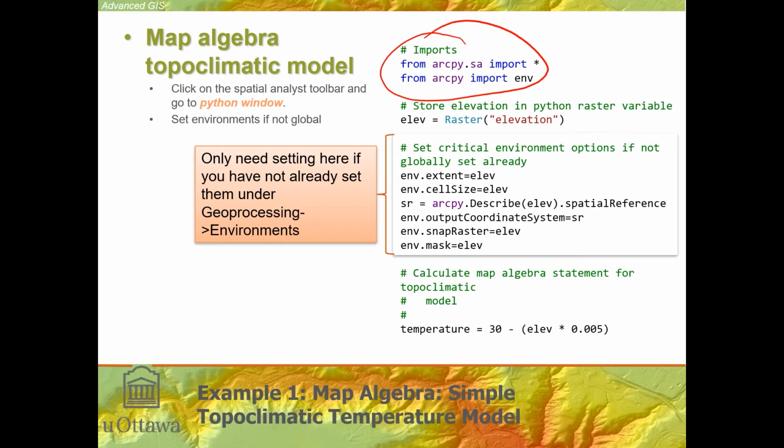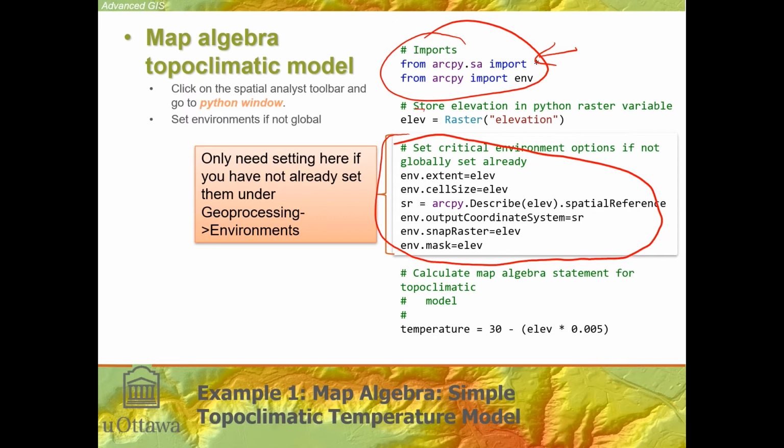So if those are okay, you don't have to reset them in the Python environment. You only set environments in the Python environment when you have something that's different from what you've set in the application environment. So given that we need to do this the first time, the imports, we don't necessarily need to do environment settings, but you'll see an example of that being done in the example video that you can follow along with.